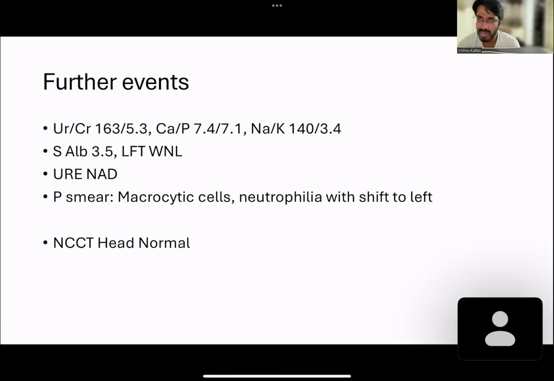Urine routine came out to be normal. Peripheral smear shows neutrophilia with left shift. Macrocytic cells can be attributed to the patient having an MCV of 109, and the NCCT comes out to be perfectly normal. No surprises as far as the lab investigation goes, is what I would say. And then I see the patient for the next night shift, and this is his ECG.